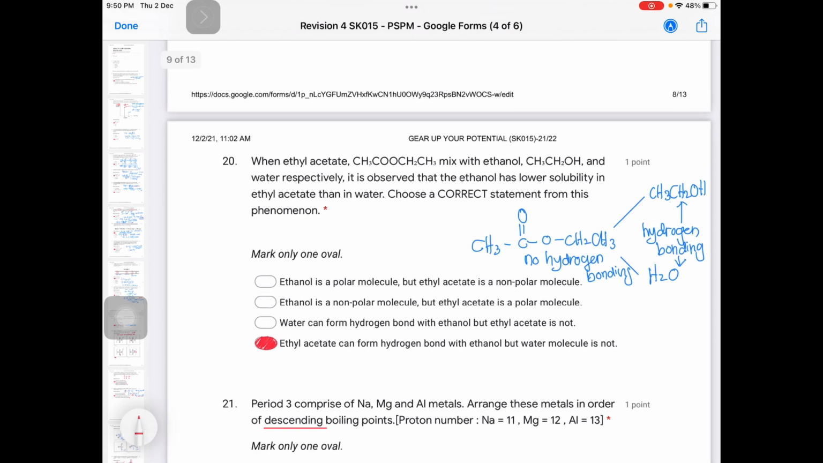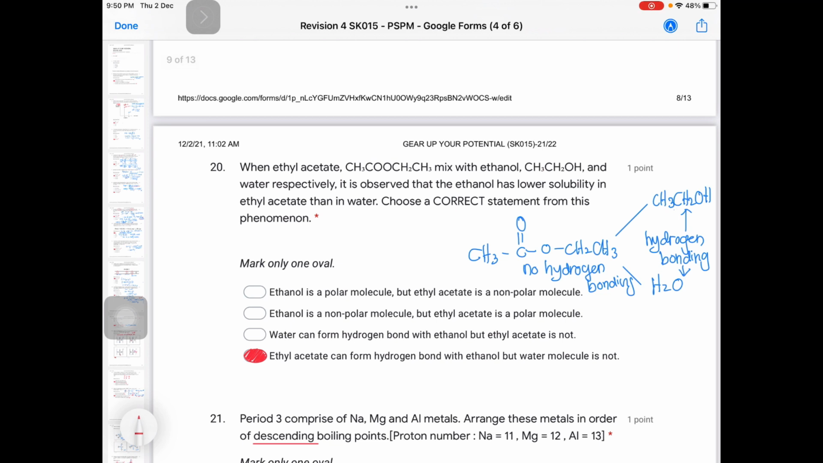Next, when ethyl acetate, which is an ester, is mixed with ethanol and water respectively, it is observed that ethanol has lower solubility in ethyl acetate than in water. Choose a correct statement from this phenomenon. Ethanol is a polar molecule, but ethyl acetate is a non-polar molecule. So this is not the answer. Ethanol is a non-polar molecule, but ethyl acetate is a polar molecule.